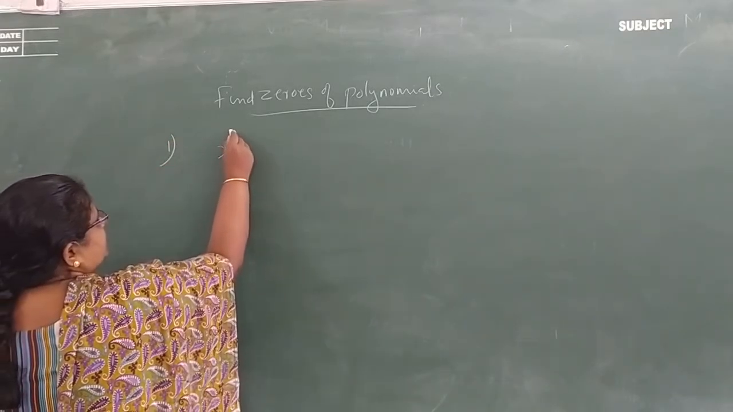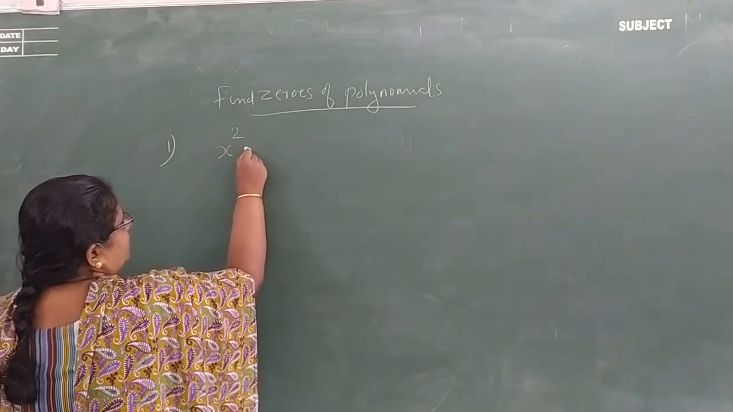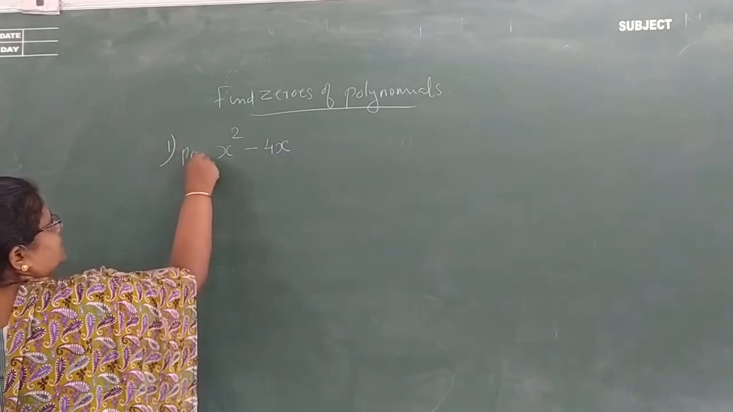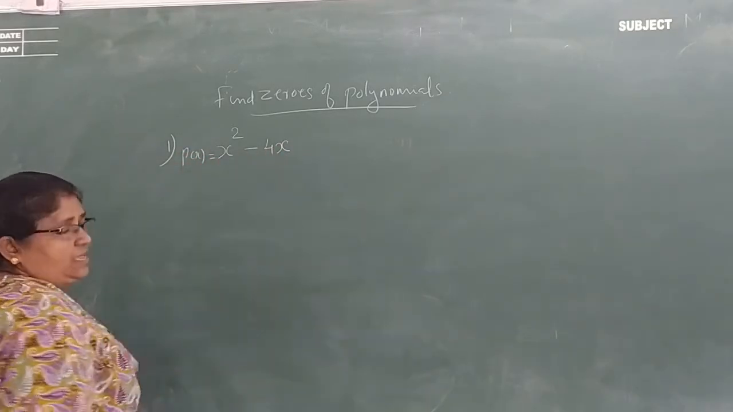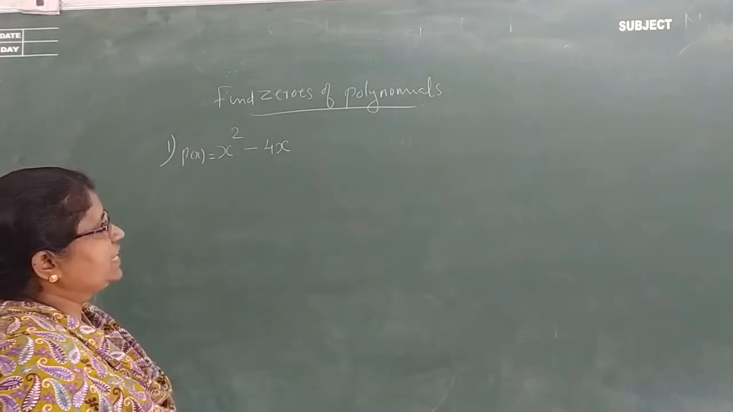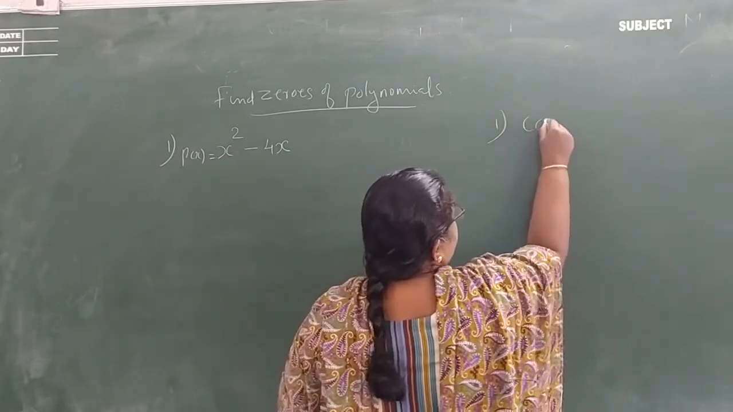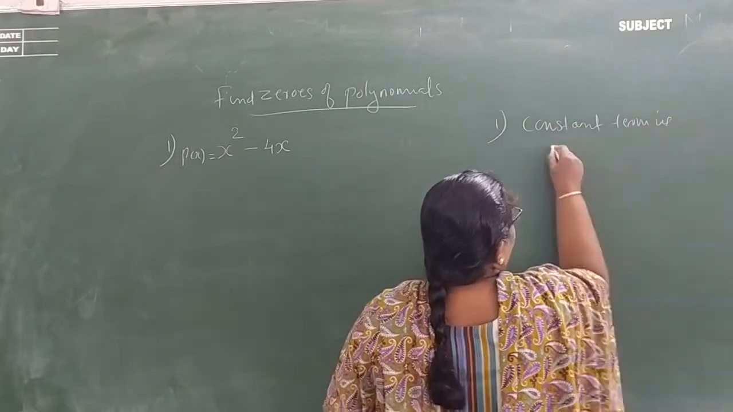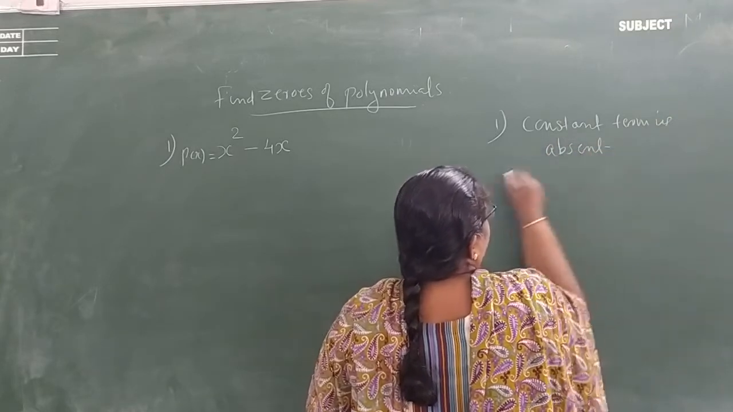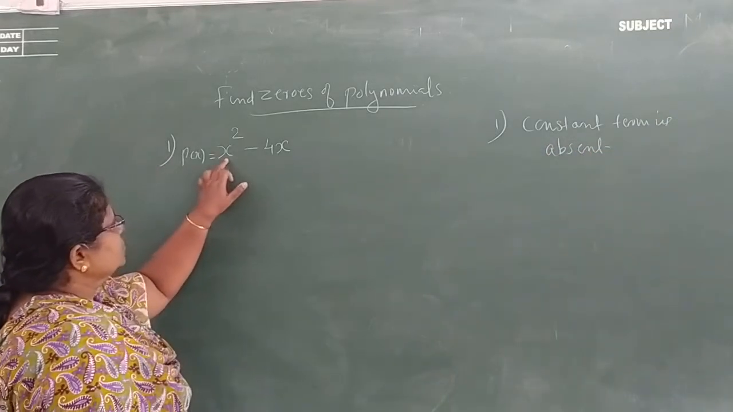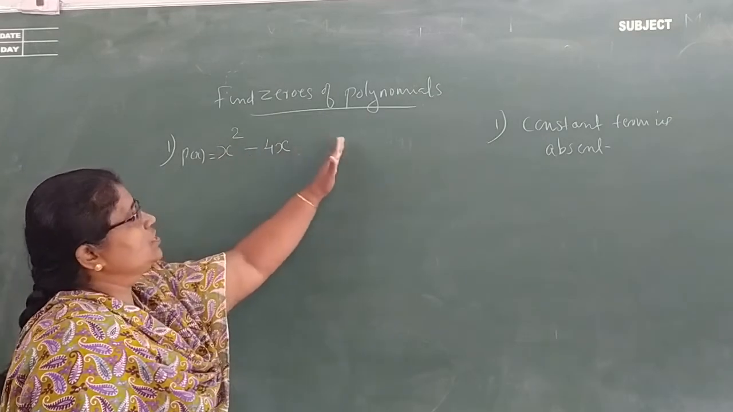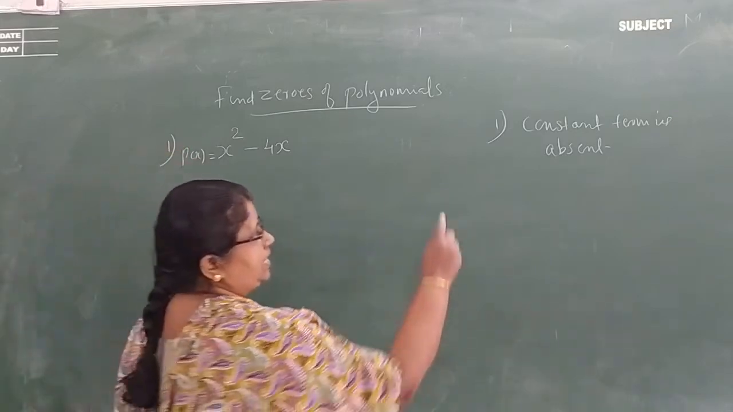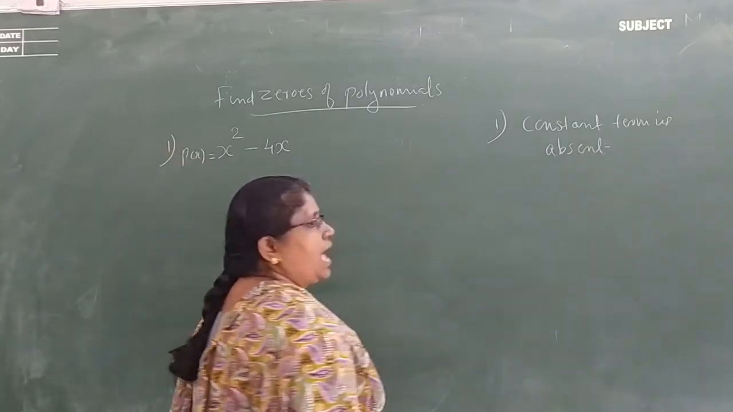See, if you get a question like this, P of x is equal to x square minus 4x. This is the first variety. What happened? Constant term is absent. X square minus 4x, no constant term. Third term is not there. So the first variety question is where the constant term is absent.